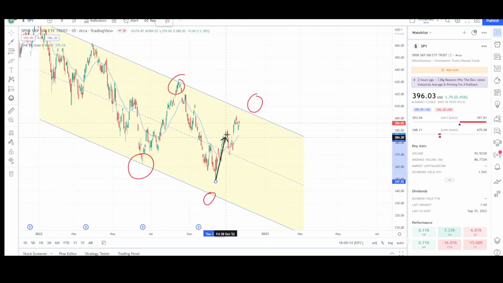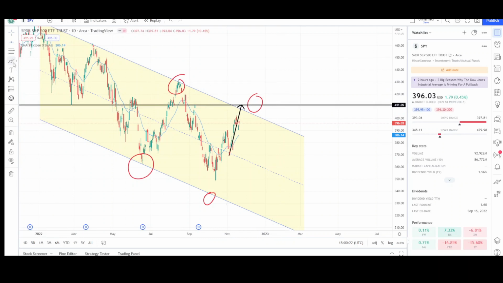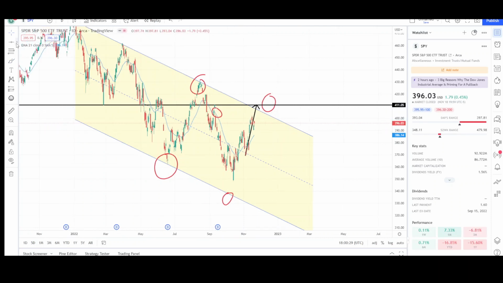We do have this measured move target higher up, at the 410 to 411 level. That's my target, and it's been my target for a while now. There's also a gap fill right over here where the market can target that area. So it does look like we're working up higher.